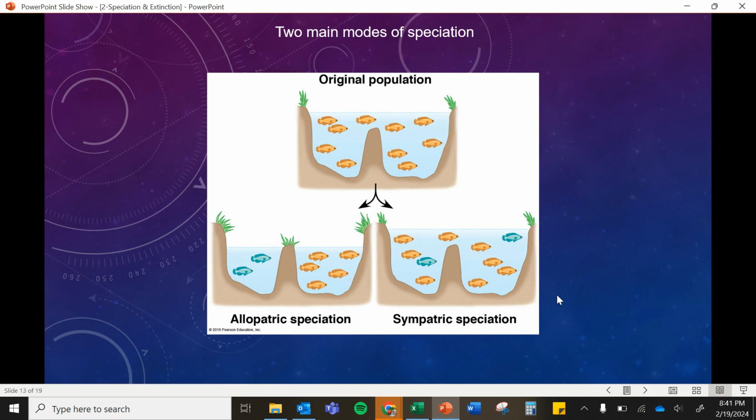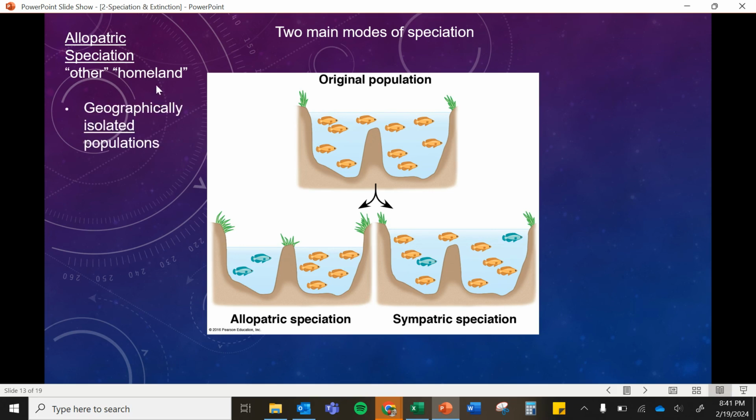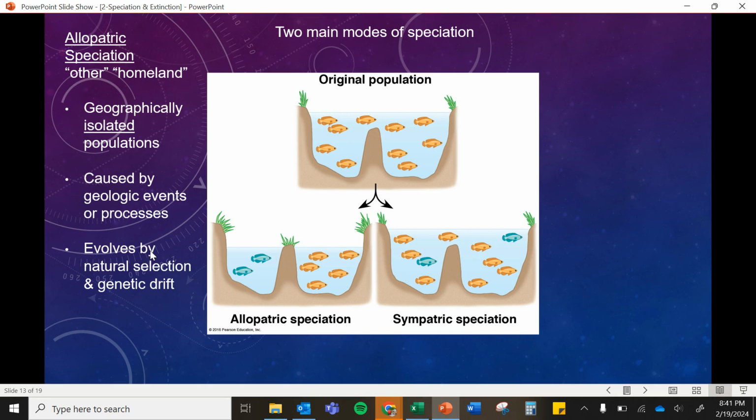Okay, so we can also describe two modes of speciation, and that is allopatric or sympatric speciation. Allopatric means other or homeland. So these are geographically isolated populations. They are in different locations. It's caused by geological events or processes. Maybe something happens and there was a lot of water or rain, and so at one time this was one lake, but then as the waters receded, we end up with two different populations, something like that. And then they evolve by natural selection and genetic drift over time.